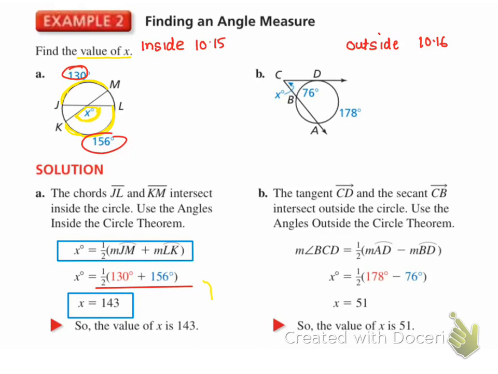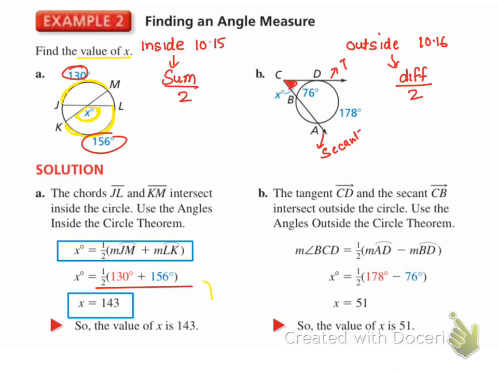Same thing you can do with the other problem, where you have one tangent and one secant. In this case this is the tangent and this is the secant. The angle is formed outside. Keep in mind, inside means the sum of the intercepted arcs over 2. When it's outside, it's the difference over 2, and difference means the bigger minus the smaller arc.